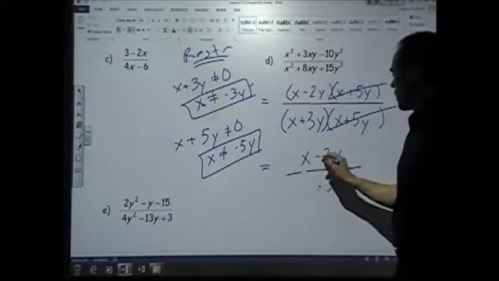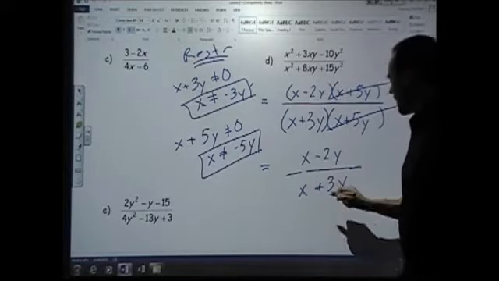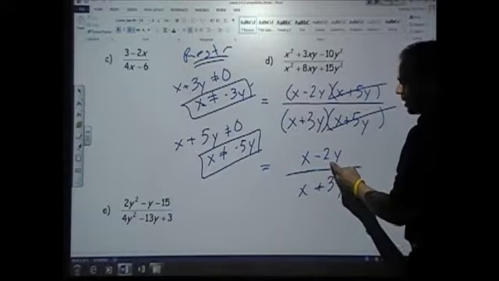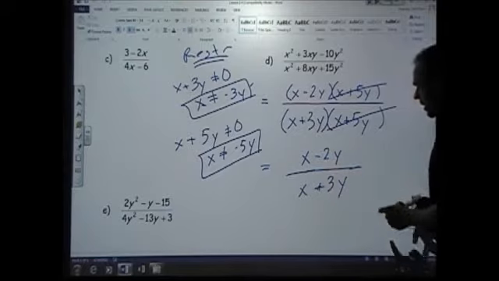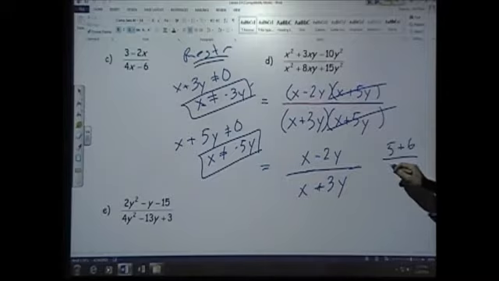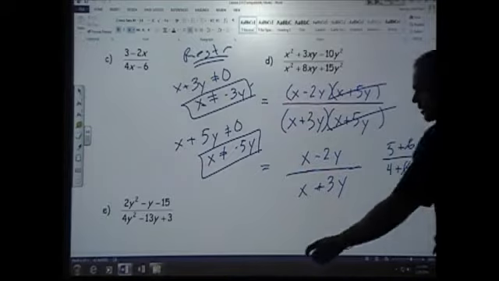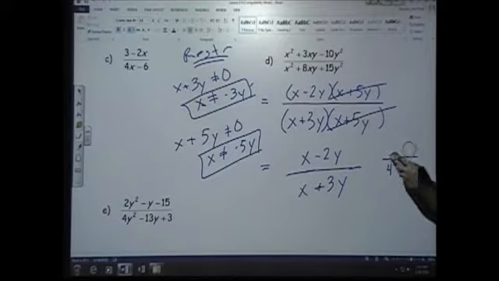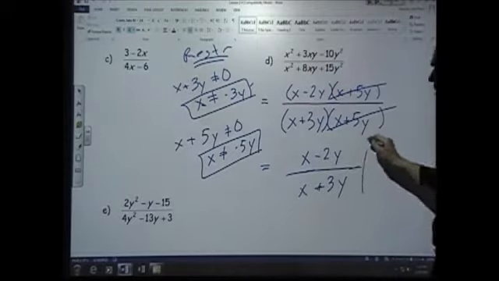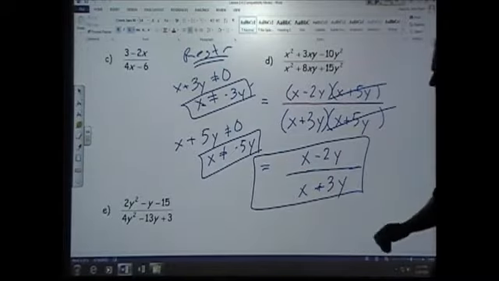The rules are you cannot cancel things out unless they are factors, meaning they're all products, they're all multiplications. This is not a multiplication. This is a subtraction. This is like at the beginning when I said 5 plus 6 all over 4 plus 6. You can't cancel out the 6's because you have to add first. So you can't do that. You can only cancel it out if it is multiplication only. This is not. So you leave this as the final answer, and that's it.